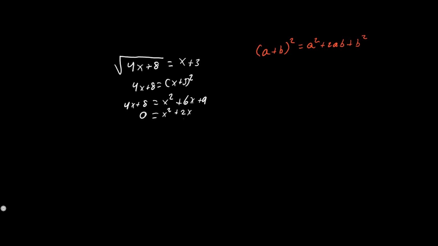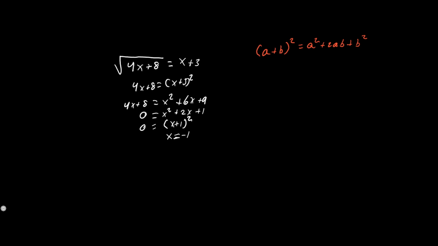And 9 minus 8, which is plus 1, which says 0 is equal to (x + 1)². Since if we use the quadratic formula or complete the square, we will end up getting that (x + 1)² is the same thing as x² + 2x + 1. And solving for x, we simply get x is equal to negative 1.